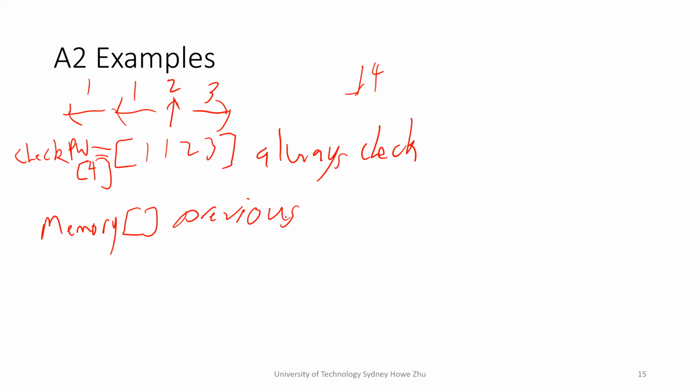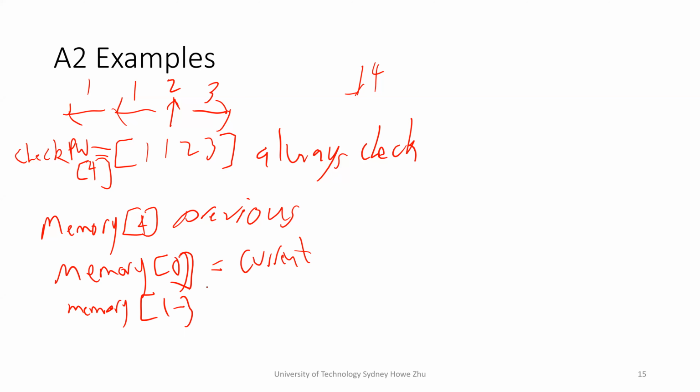So how many previous values do I need to store to check the password? 3, yeah. So let's say this will be the size of 4, so the same size as check password. So memory 0 would always equal a current value. And then memory 1 to 3 would equal previous 3. So this is sort of a simple way to do it.